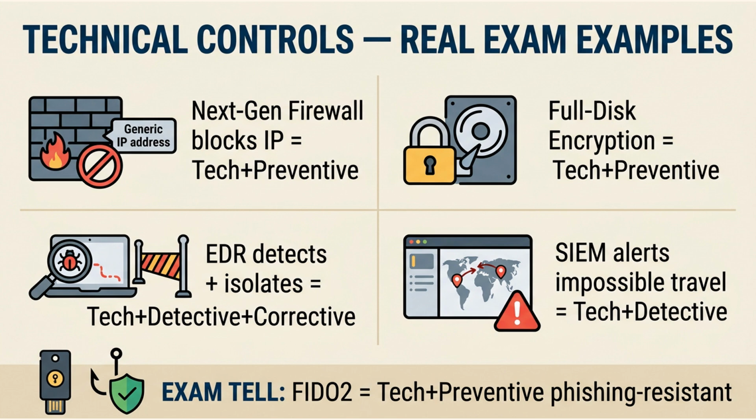Password managers and phishing-resistant MFA, like FIDO2, those are technical controls that are preventative. When you see FIDO2, think technical, preventative, and phishing resistant. This is pure security controls classification, not other domains.